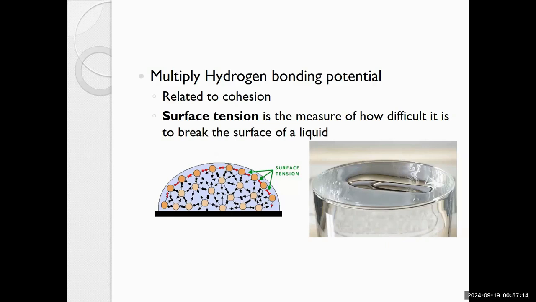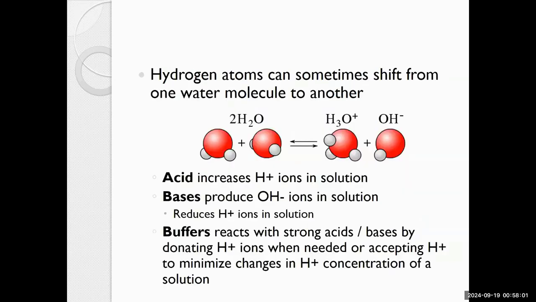So when we say something has high surface tension, we're describing how much pressure needs to be exerted to break the surface of a liquid. Hydrogen atoms are some of the most reactive atoms in the periodic table because they're furthest away from being a noble gas. They only have 1 electron in their outermost shell. And so they're constantly seeking other molecules to bind to and react with. And so hydrogen atoms themselves can sometimes jump ship from one water molecule to another, creating temporary H3O, hydronium ions, or OH, hydroxyl ions.